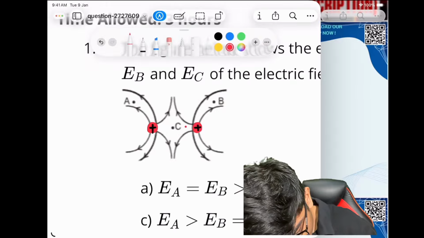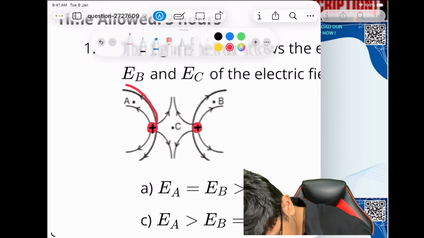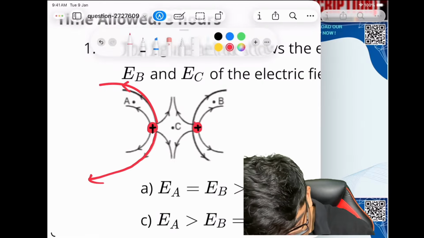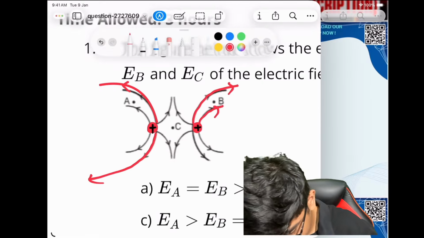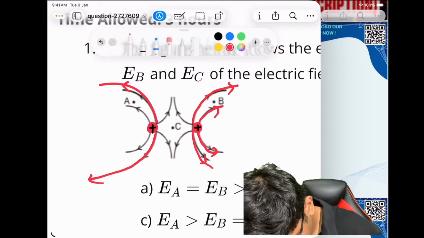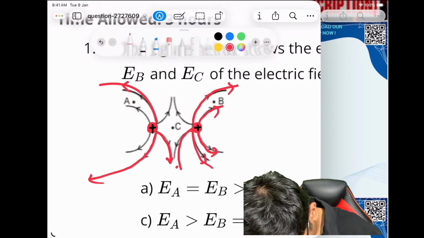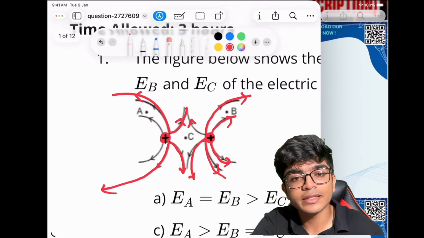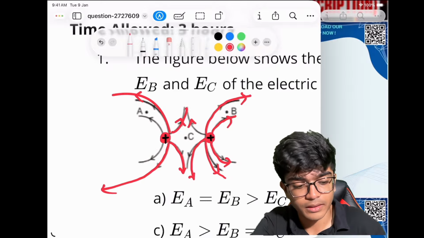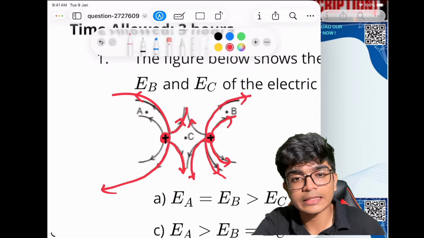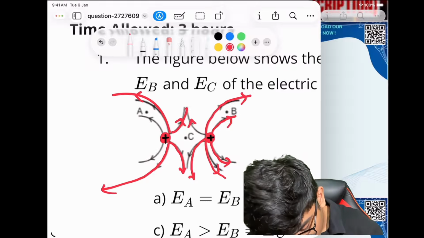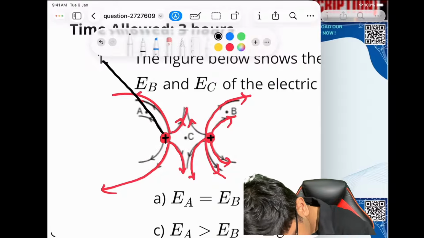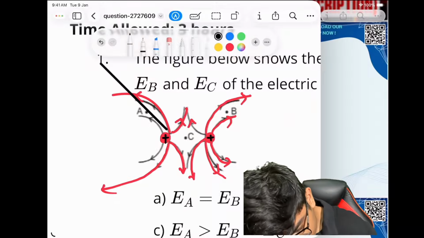If you see this positive charge, the field goes like this. Look at the field lines, they go like this. Now if you look here, they are not negative charges. They are not a combination of positive and negative charges, rather just positive charges. Now say at this point the field exerted by this positive charge is in this direction.